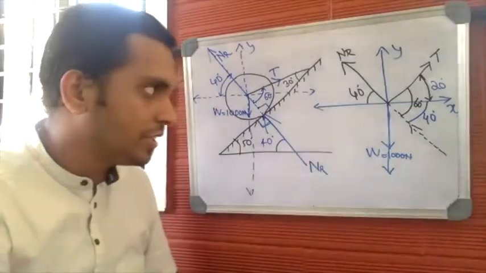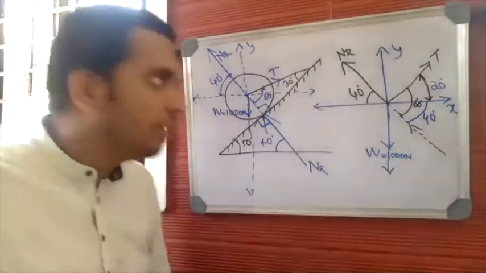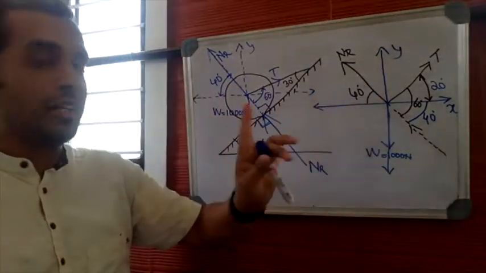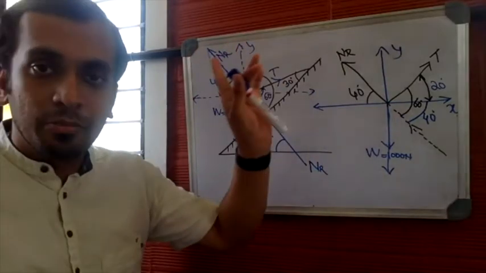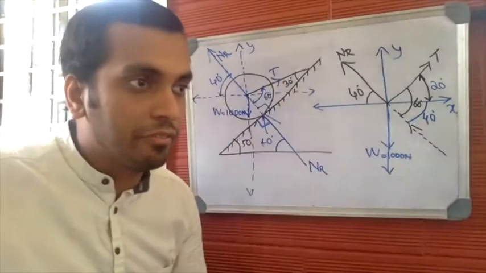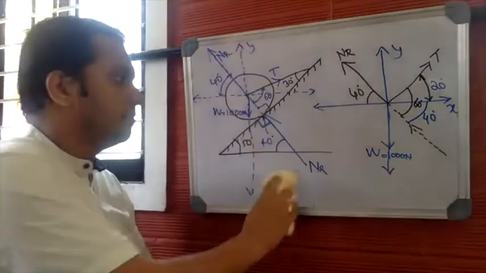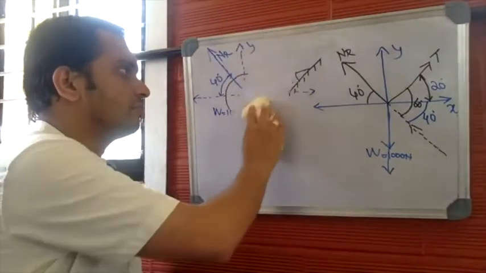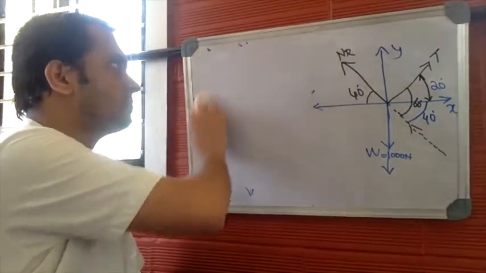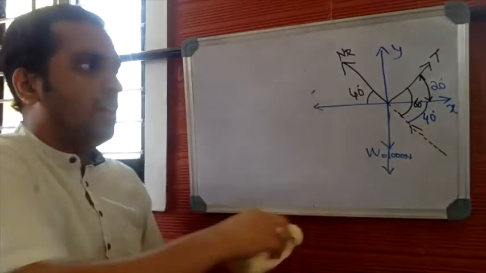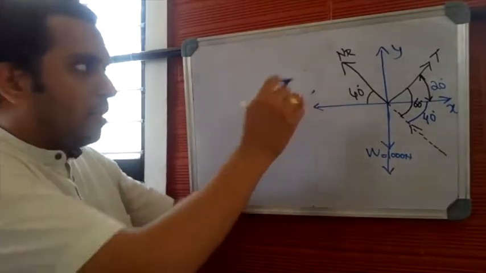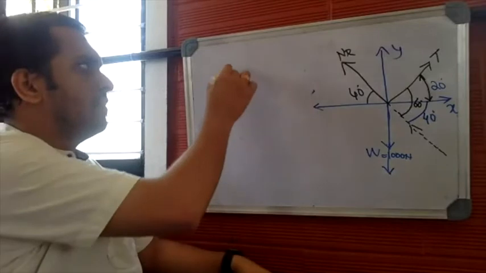Let me draw the free body diagram once again, eliminating all of these angles, and let us draw the free body diagram with the necessary angles only. I'll rub out the question. I'll draw the free body diagram properly.